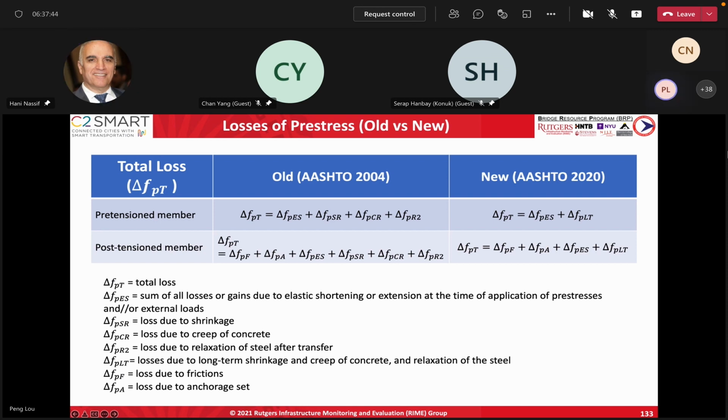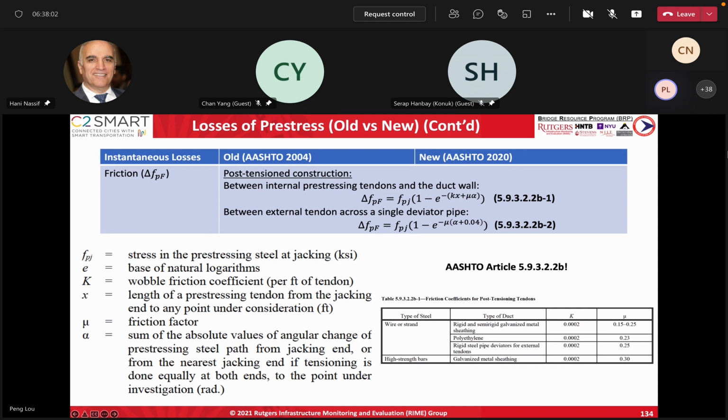So we separate them for the pre-tension members and the post-tension members because naturally they are a different type of pre-stressing. So the code really appreciates these differences and provides different equations for each type. So let's go to each loss. First, for the instantaneous losses, actually the old code and new code don't change too much. We checked that. And basically, we have two types of equations, for the internal pre-stressing tendons and external tendons, right?